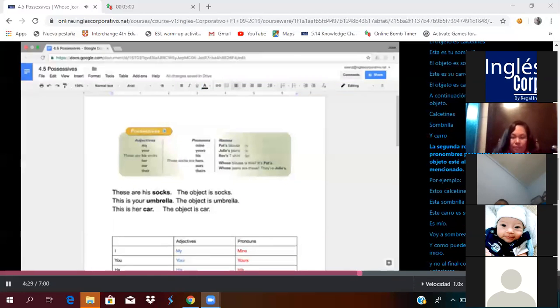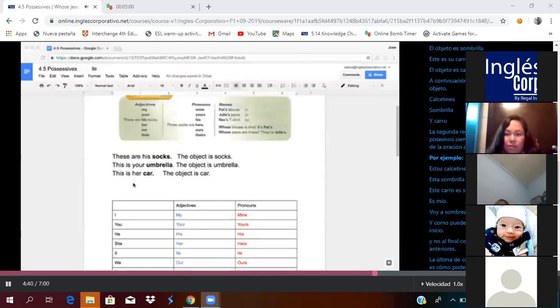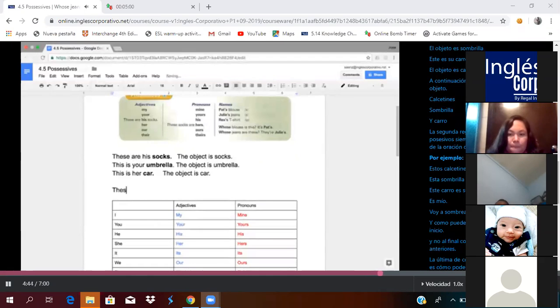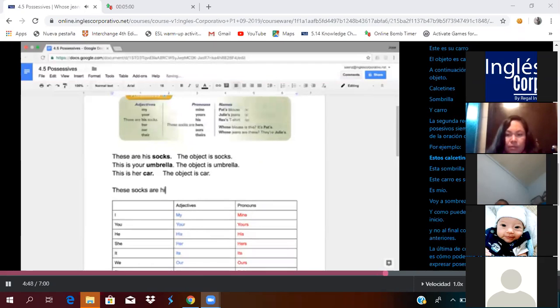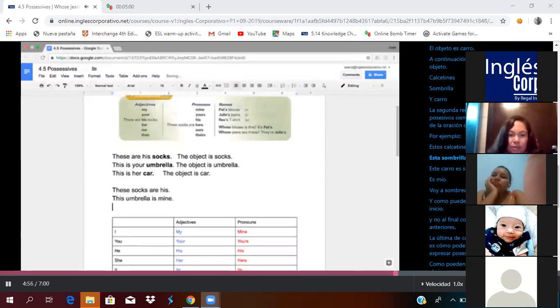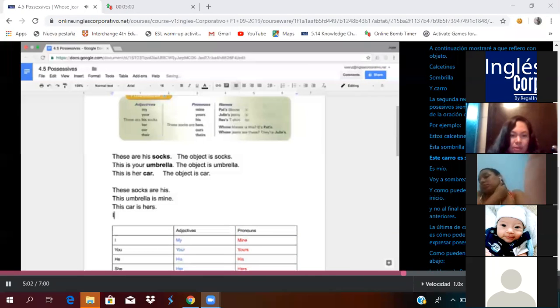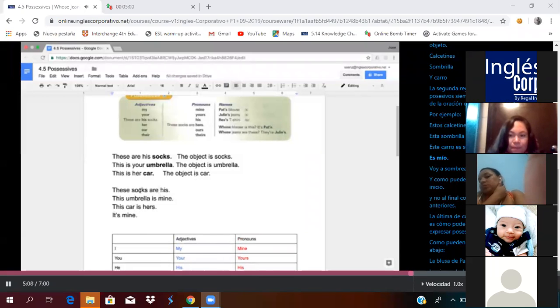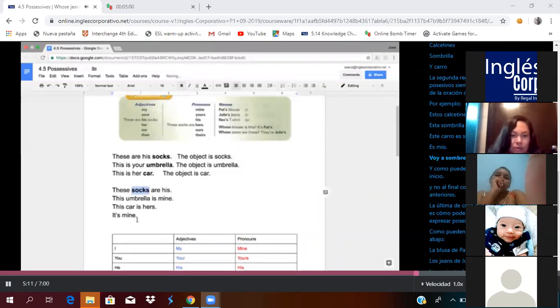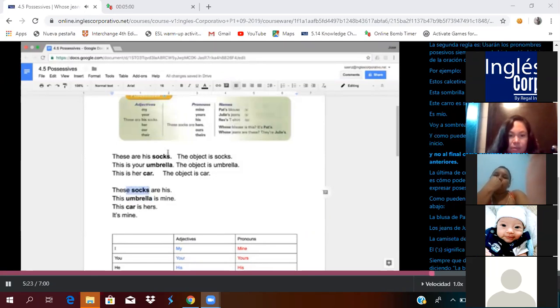Now, you will use possessive pronouns whenever the object is at the beginning of the sentence or not mentioned at all. Let's work with the same examples to make sure that we don't get lost. These socks are his. This umbrella is mine. This car is hers. It's mine. The object, I'm going to grade out. And as you can see, the object is at the beginning, not at the end, as our previous example.